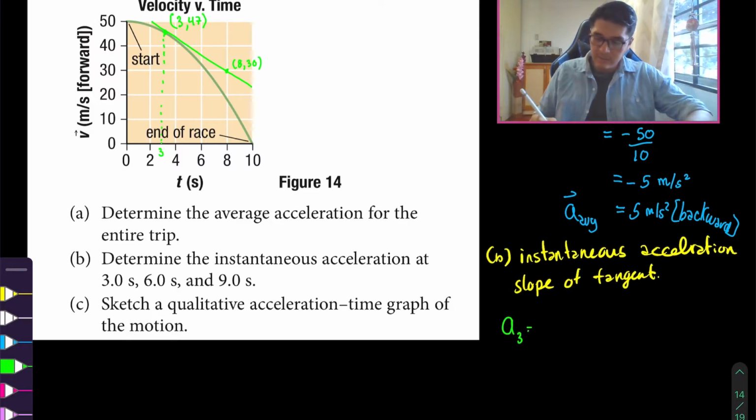So instantaneous acceleration at the 3 second mark is going to be the change in velocity over the change in time. In this case, the final velocity will be 30, the initial one was 47, over 8 minus 3.